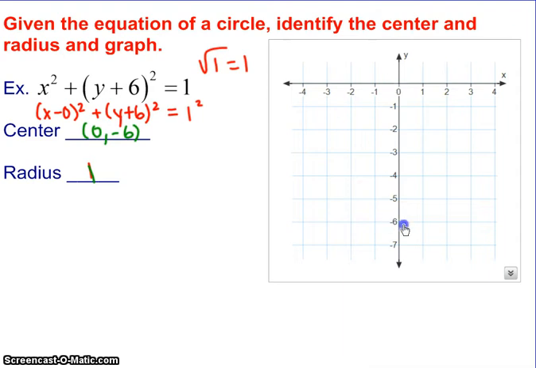So (0, negative 6), and I go right 1, up 1, left 1, and down 1 from my center. So from the center, there we go. That is the circle, x squared plus (y plus 6) squared equals 1.